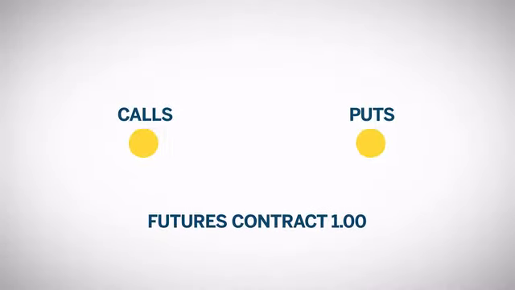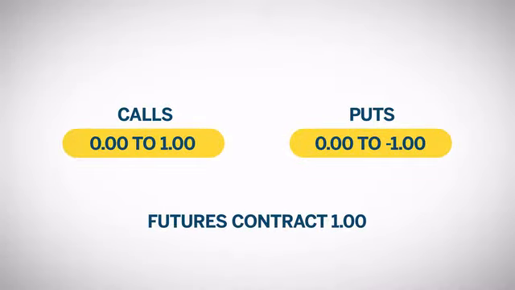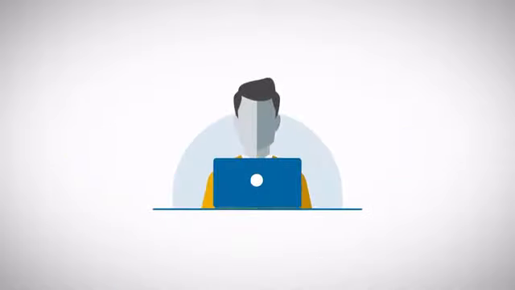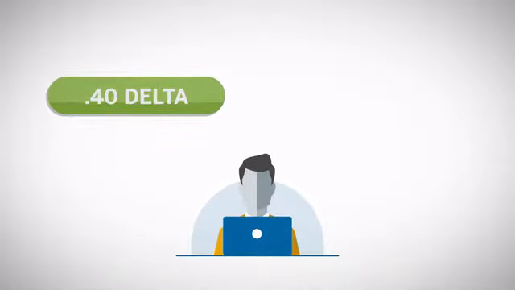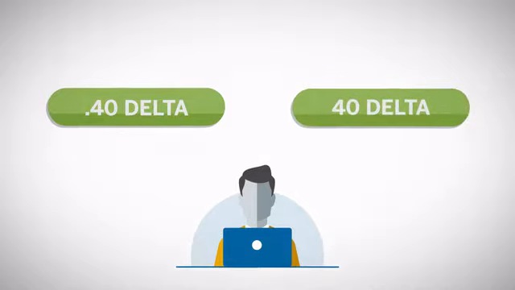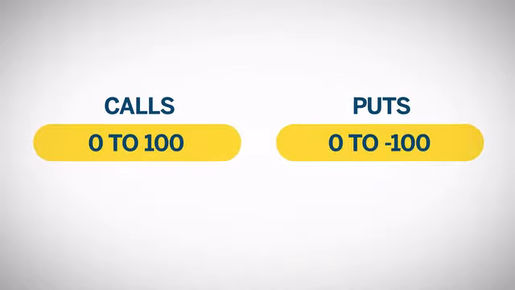Calls always have positive delta between 0 and 1.00, while puts always have negative delta between 0 and negative 1.00. The delta of a futures contract is 1.00. Traders usually refer to the delta without the decimal point, so a 0.40 delta is commonly referred to as 40 delta. Calls then have delta between 0 and 100, and puts have delta between 0 and negative 100. Long futures have 100 delta. Short futures have negative 100 delta.